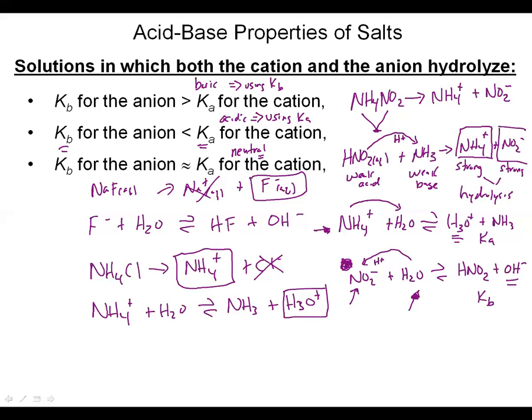Any questions on when the salt can go through hydrolysis, both parts? Again, for our purposes, that's essentially what you'll do: you just compare those Ka and Kb values for the anion and cation. Any questions on salts or how to calculate the pH of salts or anything like that?